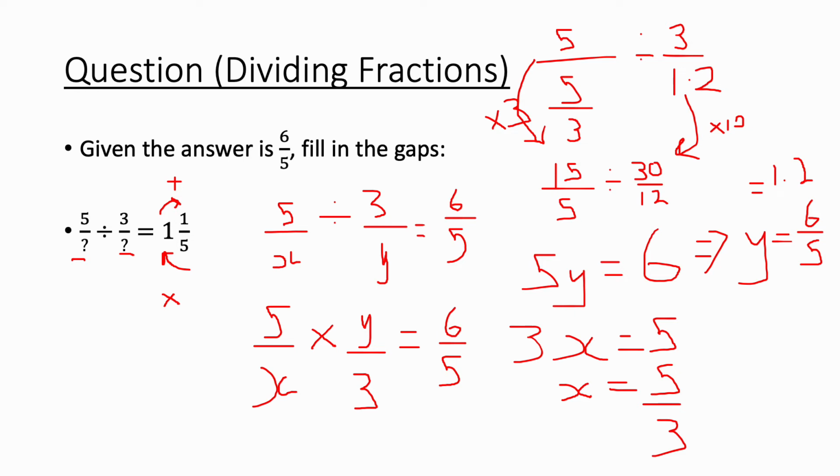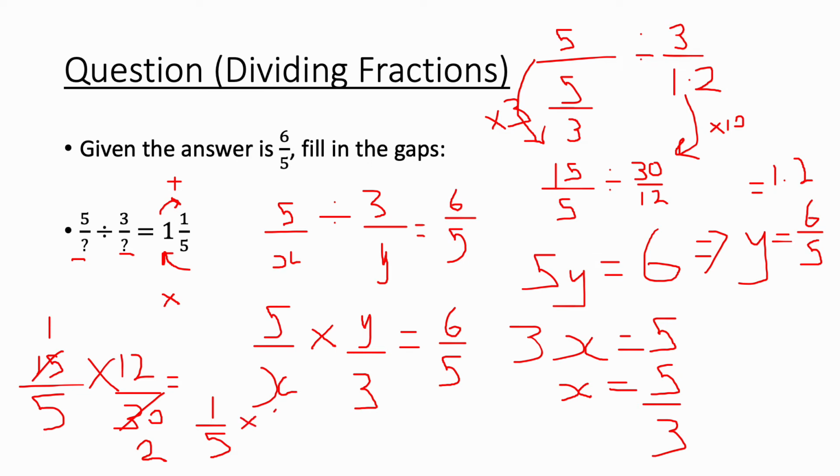12. Well, I'm going to keep the first fraction, flip the second, and then this is going to simplify to something. So what I can now do is divide top and bottom by 15. So I get 1 and I get 2 here. 12 divided by 2 is going to be 6. So I get 1/5 multiplied by 6.